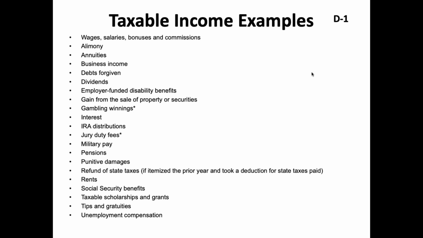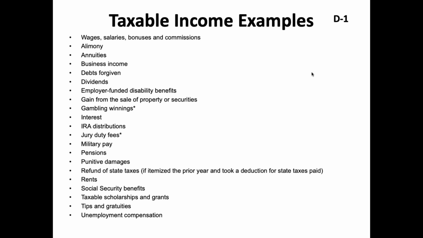Also, some things we'll take a look at are gambling winnings. You'll see gambling winnings and jury duty fees. Both have asterisks next to them. These are areas that will be subject to income tax. However, the reporting may be a little bit different for these. In fact, we'll see that they're not showing up on our 1040. We have to go down to a Schedule 1 and then still enter that information separately.